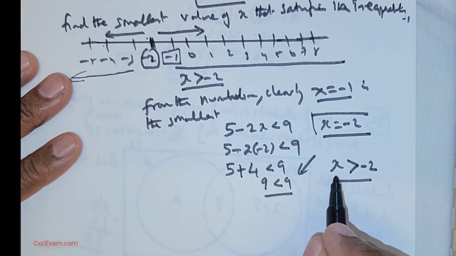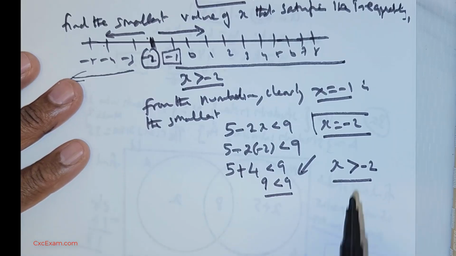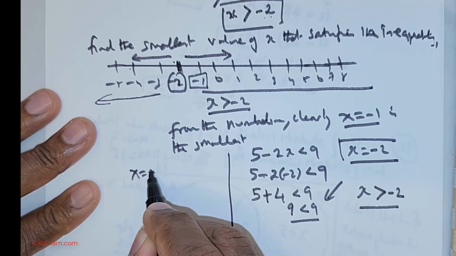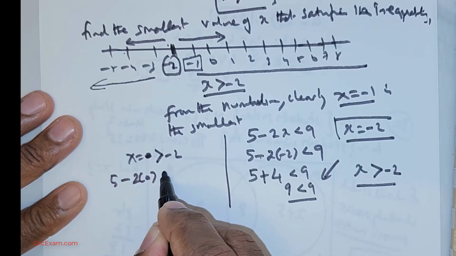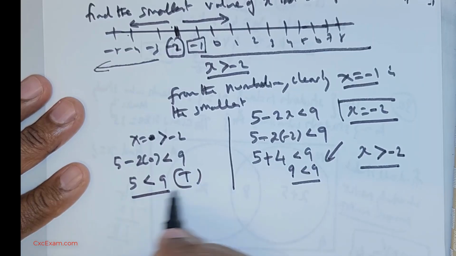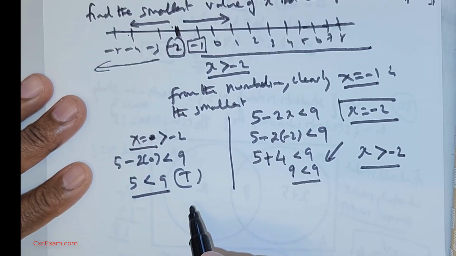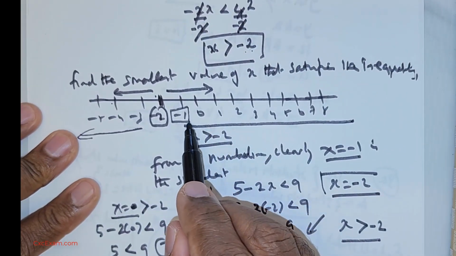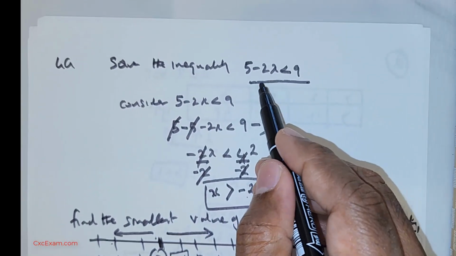So our objective is to find a value that is greater than negative 2. But anything greater than negative 2, for example, if I take x = 0, this 0 is actually greater than negative 2, and if I substitute that 0, I will get a value that holds good. So this is true, 5 is less than 9, and x = 0 is a value that is satisfying. So coming back to the question, of all these values, clearly all of these values will satisfy the given inequality.